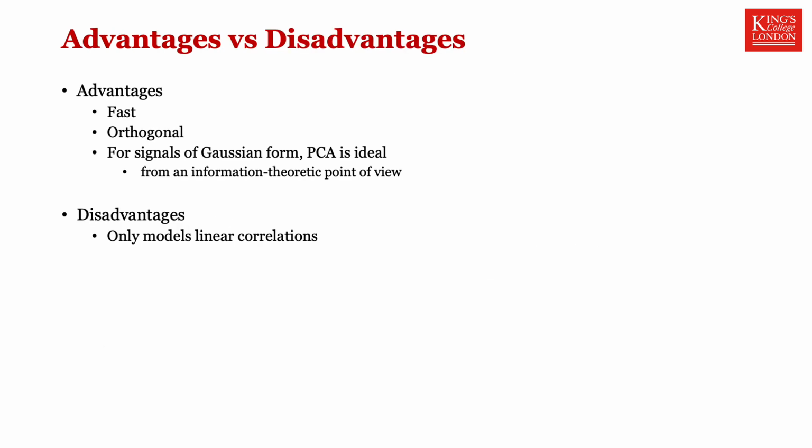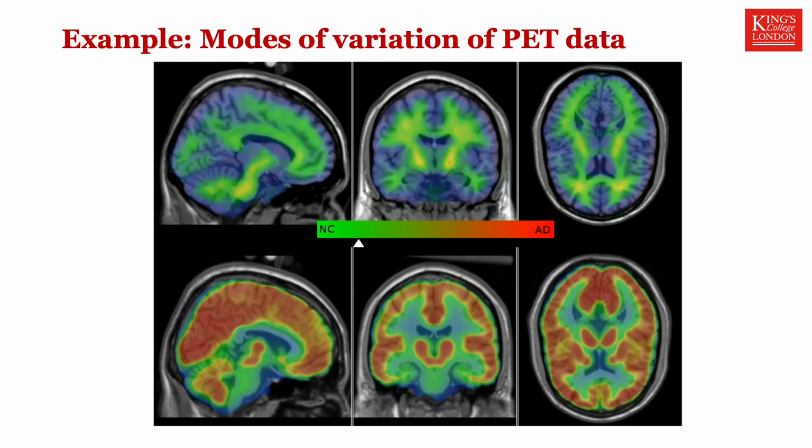So the advantages of a model like PCA is that it's fast, it gives you an orthogonal basis, and for signals that have a Gaussian form, obviously PCA is ideal because it's exactly what it assumes. The disadvantage is that it assumes that all correlations are linear. So it does not assume that data has any other structure beyond that kind of linear relationship that the variance can model.